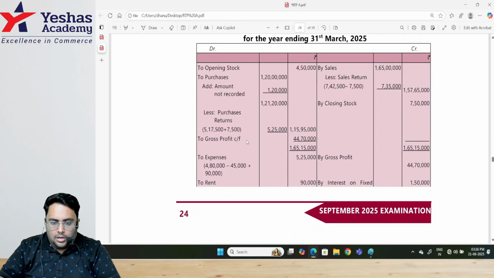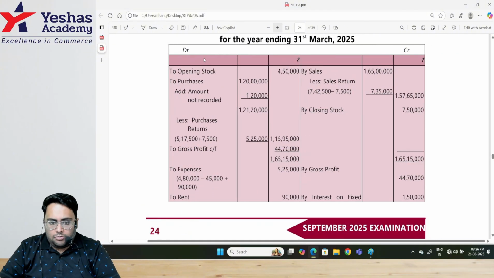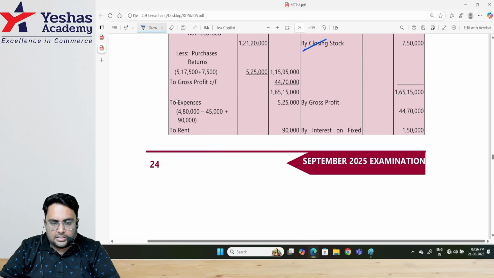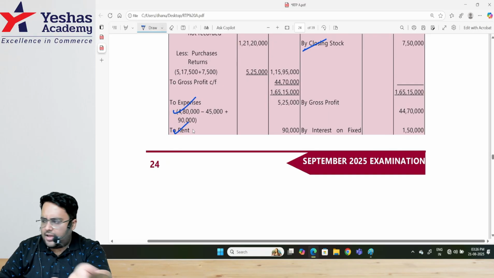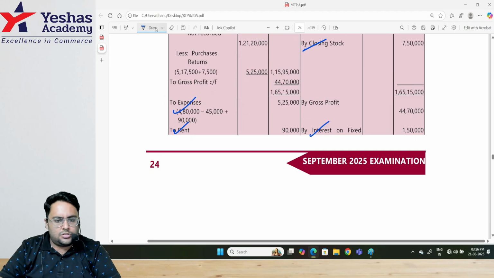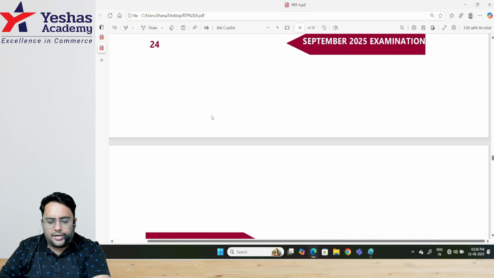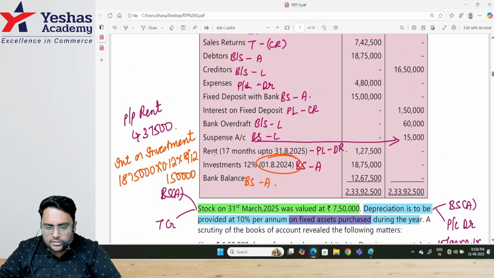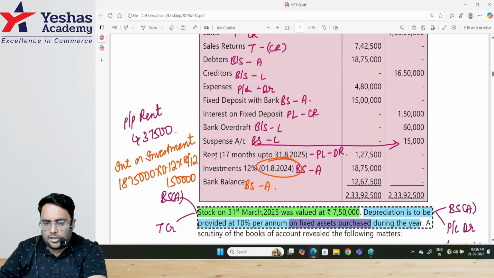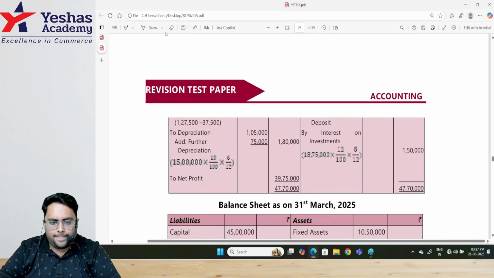Yes. If I look at my final accounts, opening stock, purchase adjustment, okay, same. Sales adjustment, same. Closing stock, okay. Expenses, same adjustment. Rent. Did we? Yeah, we had rent also. Interest on fixed deposit. Yes, sir. Interest on fixed deposit, interest on investment. Both was there, is it? Yes, both is there in the question itself. Okay.